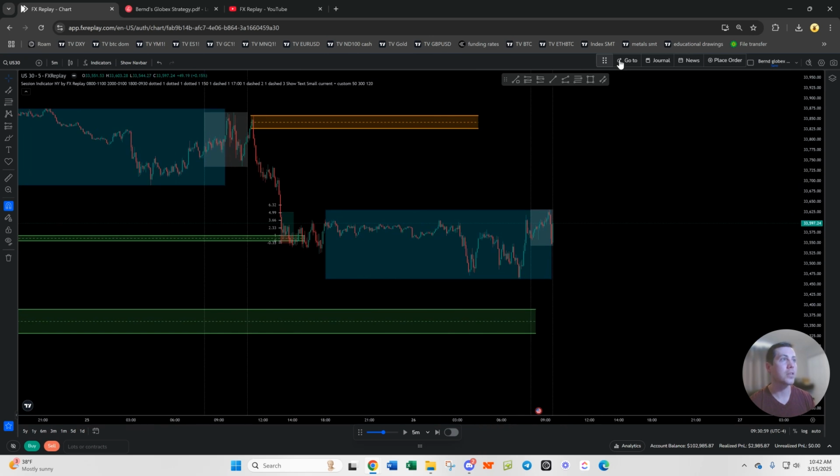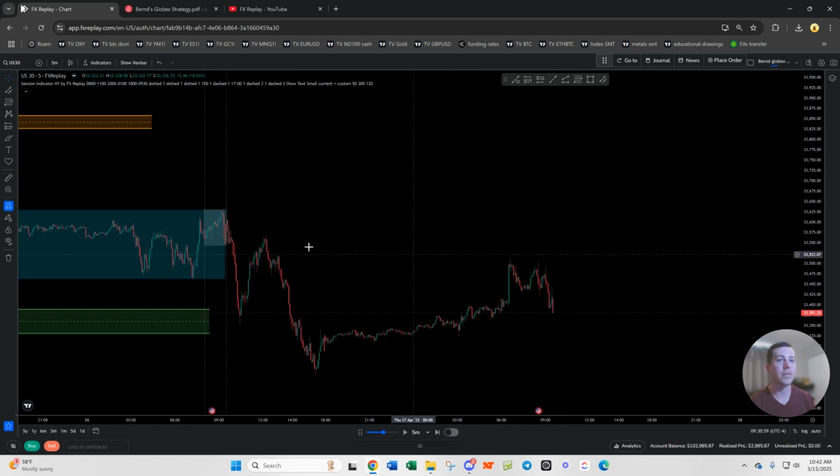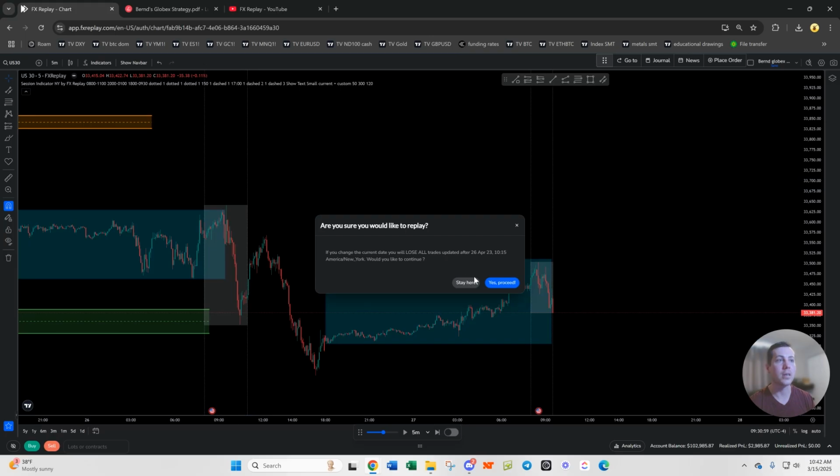So 2 potential trades this day. Again, just for efficiency, I'm going to play forward and see. We tapped into this one right here. So I can see we're going to have a trade right here.